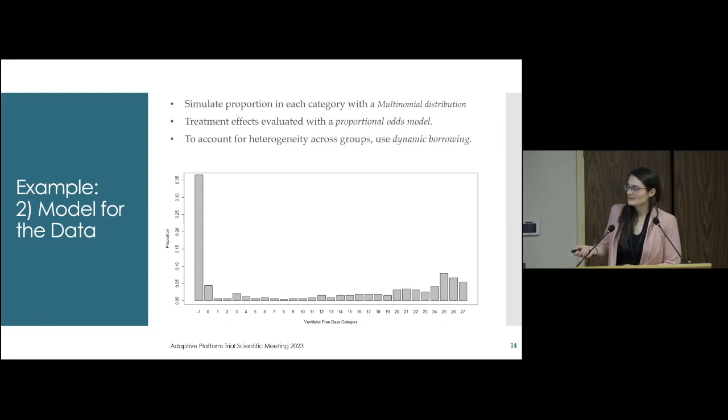And then what we have is a much flatter distribution where people who survive tend to be liberated from the ventilator fairly early on in their clinical course. Although there are some patients who remain on the ventilator at day 28. So this is a 0.